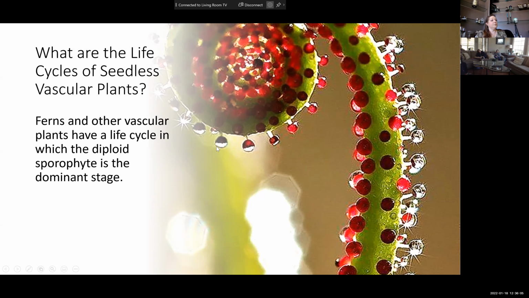So the life cycles of seedless vascular plants, so ferns and other vascular plants have a life cycle in which the diploid sporophyte stage is the dominant stage. Okay, this right here, you ever seen this in the woods? Do you know what this is? Yes, I had some. So they call this a fiddlehead, and it's actually a fern frond before it's fully opened.